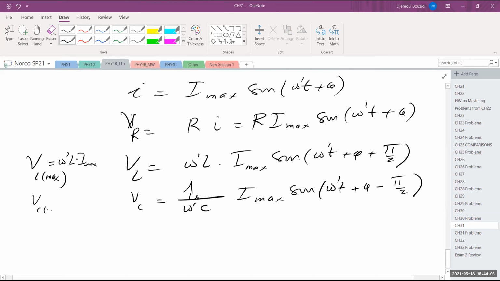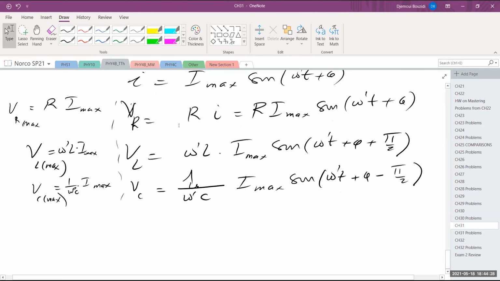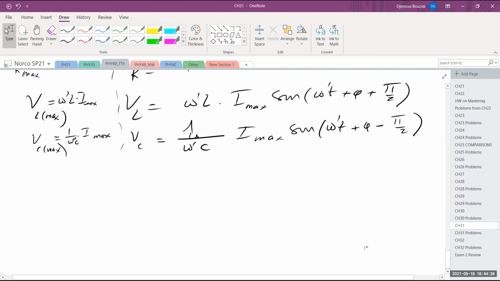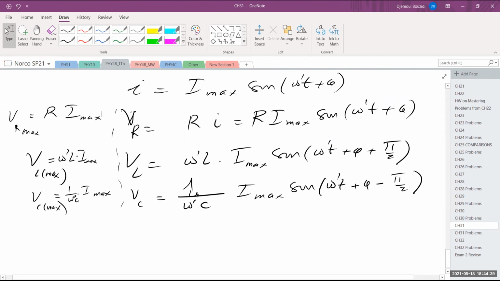The C max, this is a maximum value, by the way, because the sign can be positive 1 or negative 1 at most. It's 1 over omega prime C times I max. And the VR max, the voltage across the resistor at max, is equal to simply R times I max. Okay? So what I'm going to do in here, I'm going to introduce these vectors now, whose length are all of them I max times these quantities.